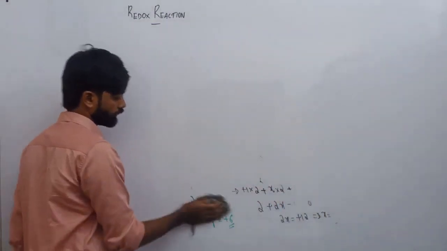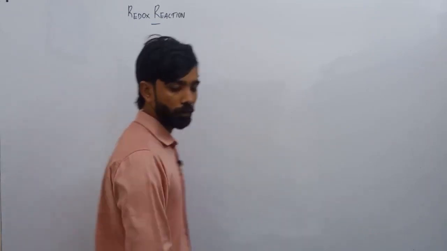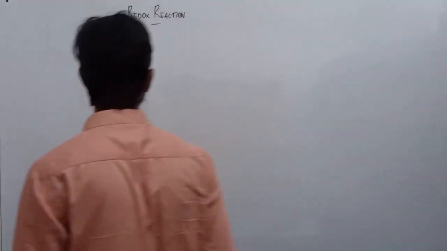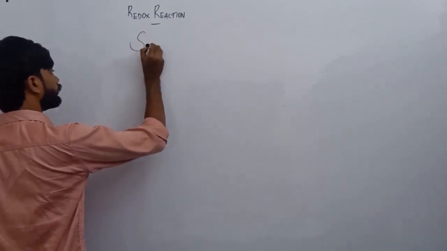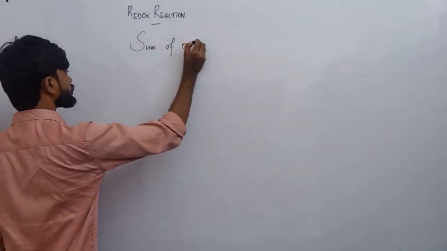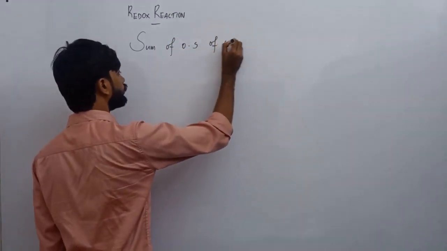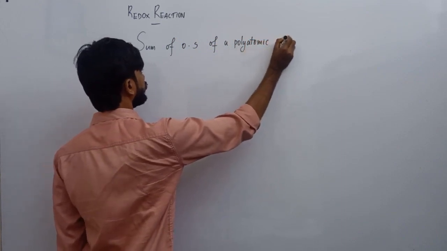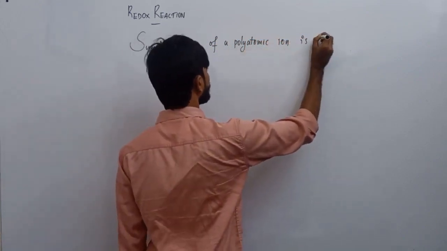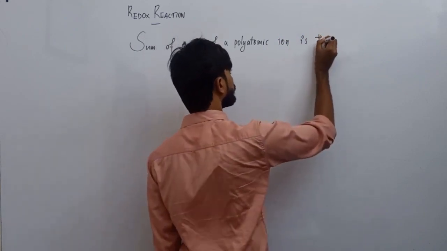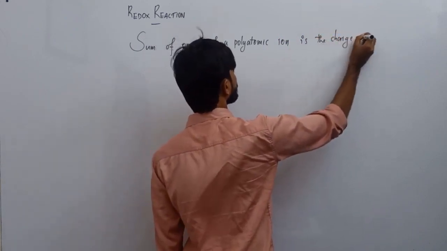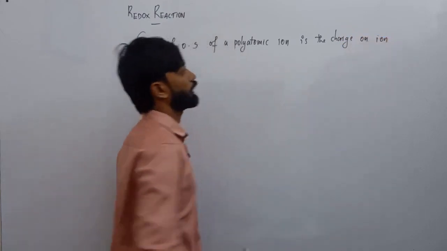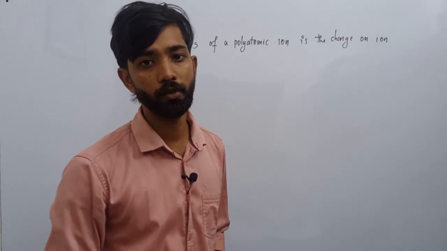The idea is about a polyatomic ion. Listen. The sum of oxidation states of a polyatomic ion is the charge on the ion.